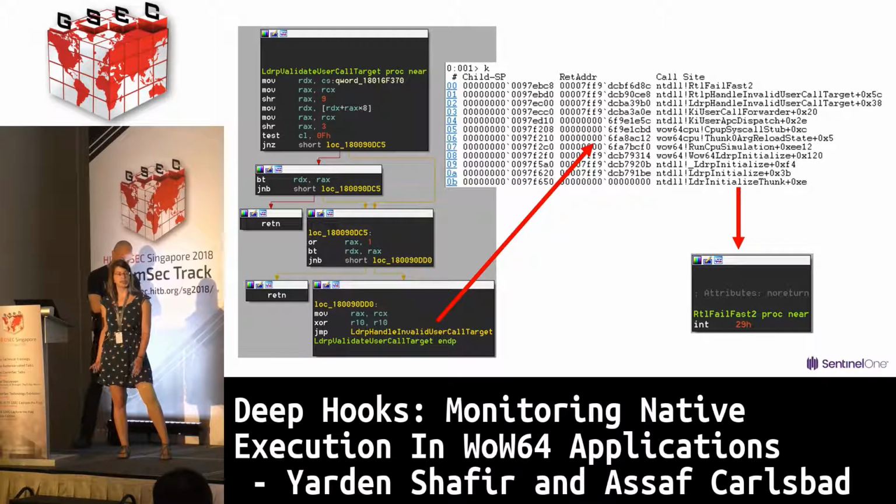Then it checks if the bit is set. If the bit is set, it means that the address is a valid call target, so we take the left branch and the function returns. If the bit is not set, meaning this is not a valid call target, we take the right branch, and the function will eventually crash the process, resulting in the gorgeous call stack we have here that we took from our crash dump on Windows 10.